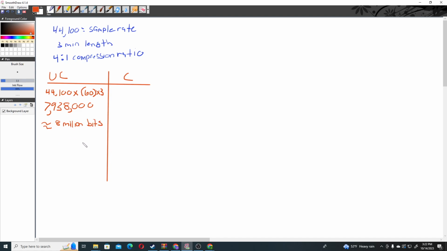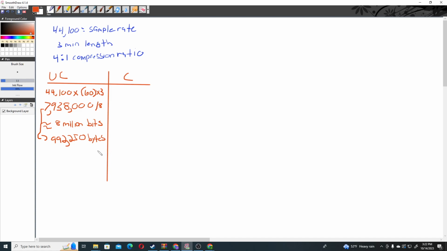Let's figure out how many bytes that is. So we're going to take that number and divide it by 8, because there's 8 bits per byte. So if we divide this by 8, we're going to get 992,250 bytes. So it's about a meg. 1 meg is a million bytes, right? So it's about a meg.